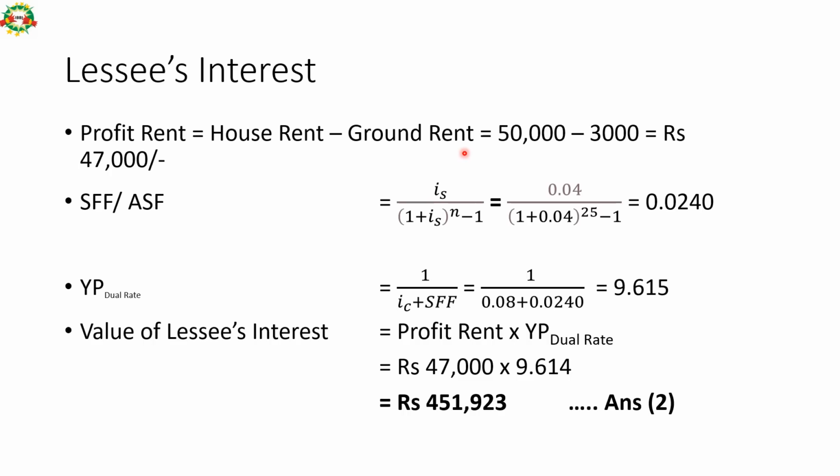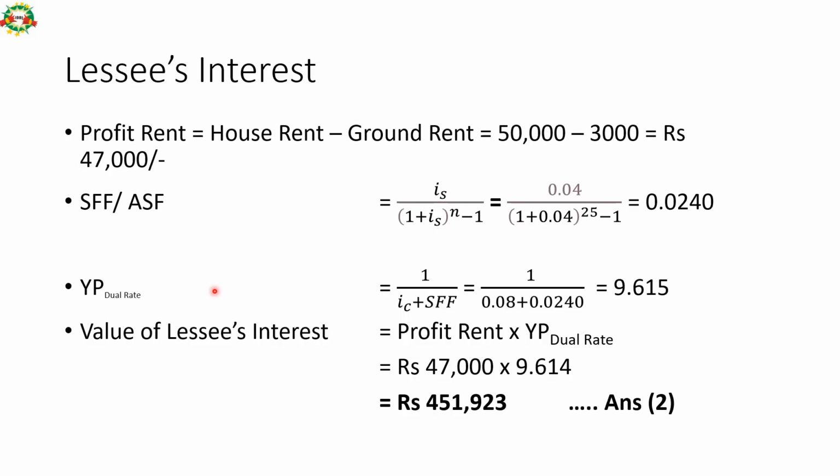Now let us calculate the lessee's interest. So the lessee will get a profit rent of 47,000. How have we calculated it? Total house rent is 50,000, but he has to pay 3,000 to the lessor, Mr. X. So net he will get 47,000 in his pocket for the next 25 years. Now we have to calculate SFF, or sinking fund factor, which is this formula. Already discussed many times in the past, and we can calculate SFF with the help of an Excel sheet as well, which we will do in the next slide.